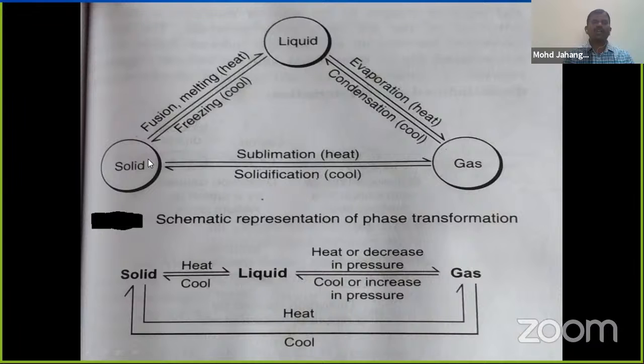Similarly, the conversion of a liquid into a gas is called evaporation, and vice versa it is called condensation. Gases can also be converted to solids, and solids can be converted into gases. The conversion of gas into solid, and of solid into gas, is called sublimation.